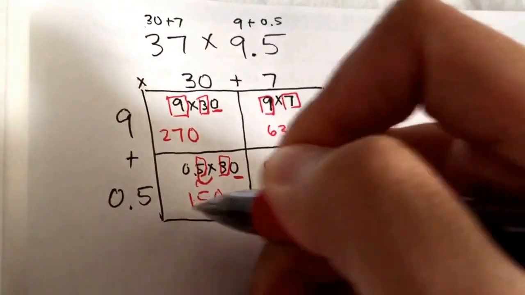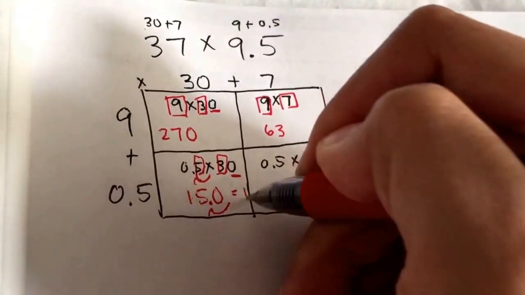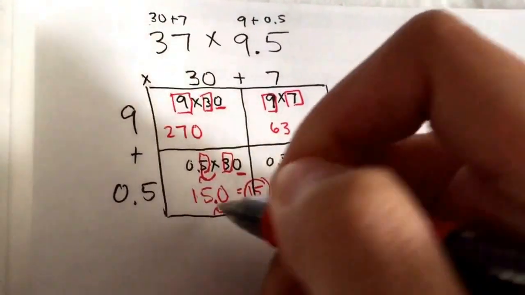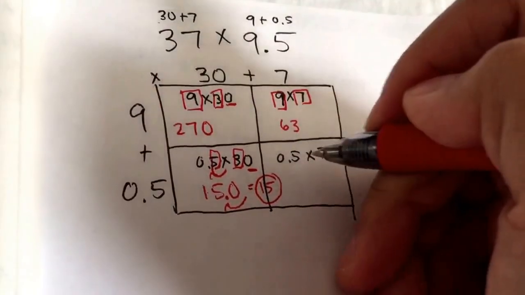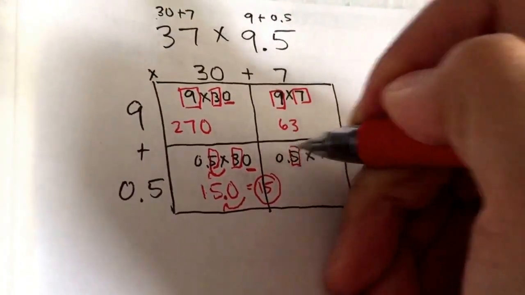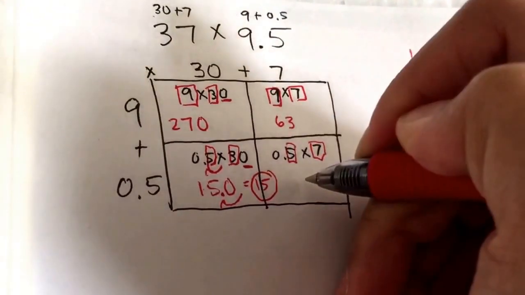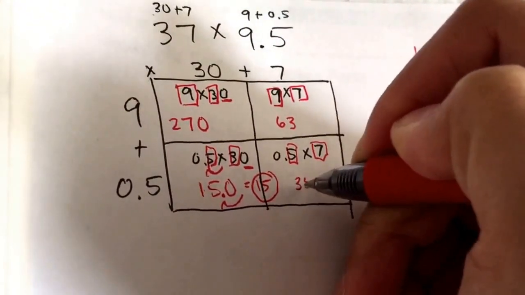So our final answer is 15.0, which is 15. Okay, 15.0 is the same as 15. Then here we have our last one, 5 times 7. 7 times 5 is 35.